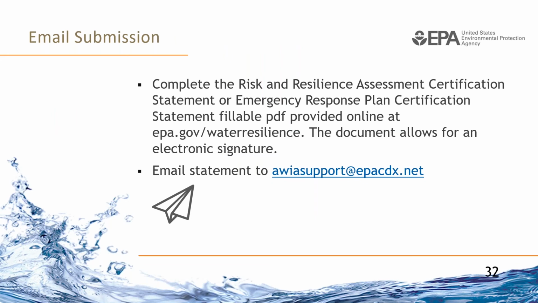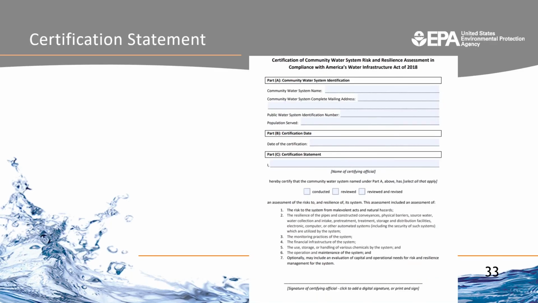Okay, so while online submission is our preferred method, your utility may also use email to certify. What you would do is you would complete and then sign the fillable PDF certification document that's available on EPA's website and email it to this email address. The PDF allows for electronic signature, so no need to print it out and scan it if you don't want to. This is what the certification form looks like. Please just double check the email address and PWS ID that you put in there to mitigate errors.